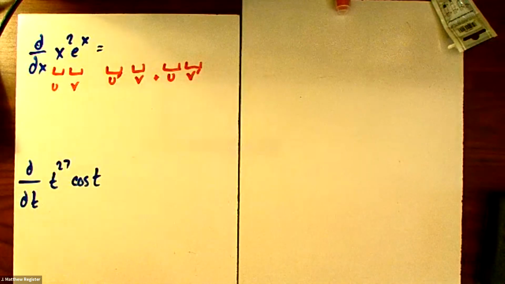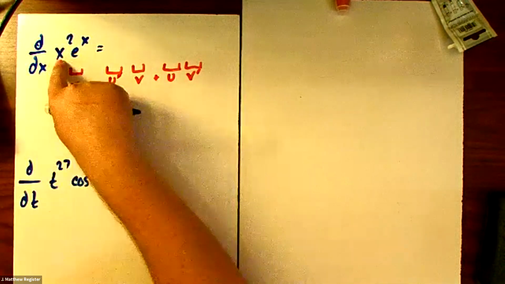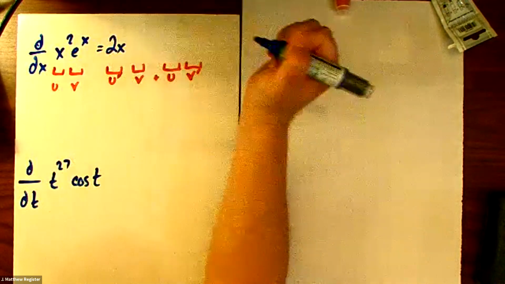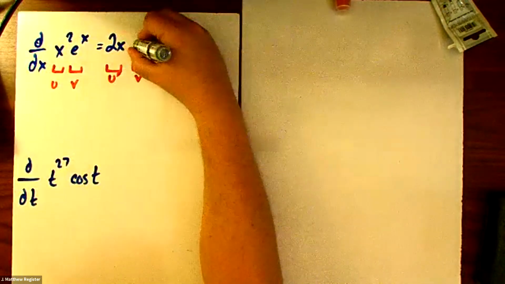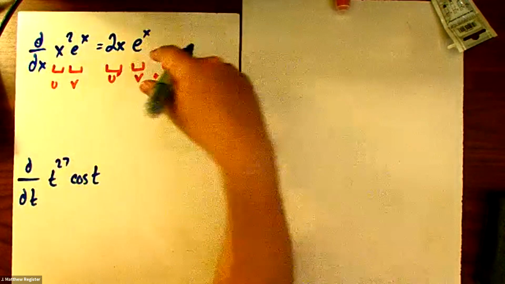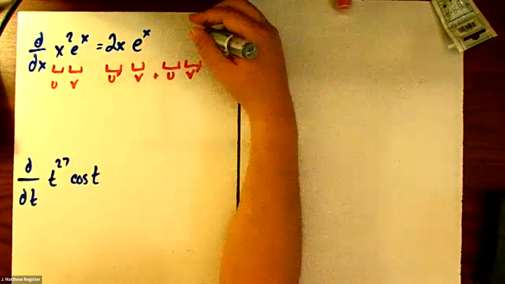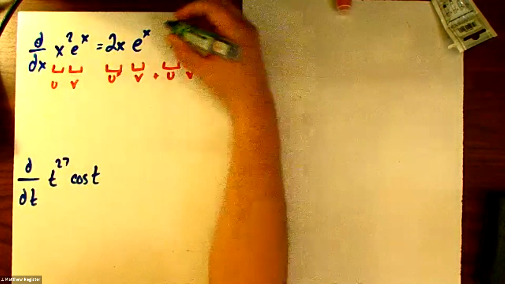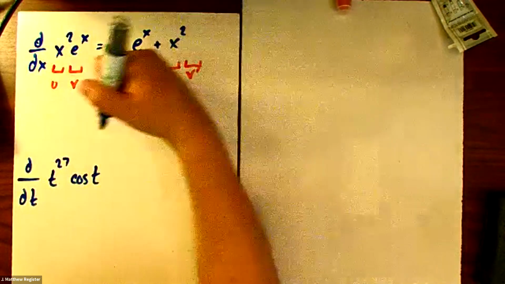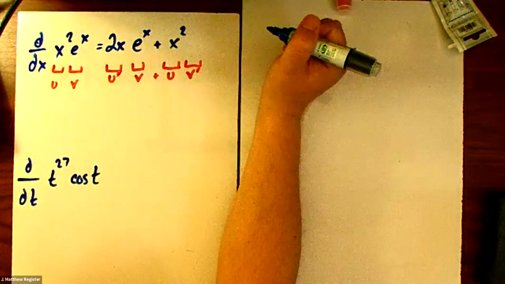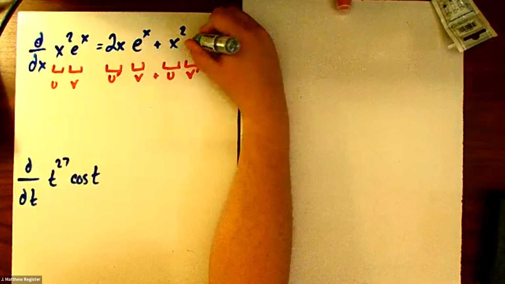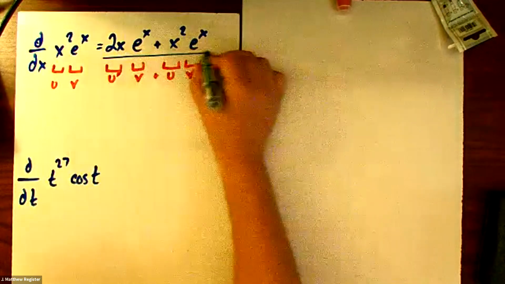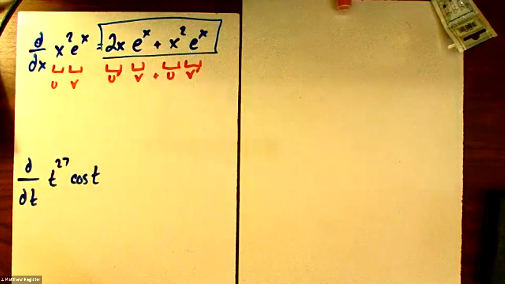Start with the derivative of x squared, which is 2x. And then we have v just in its raw form. We're not taking the derivative of it at this point. Plus u, which is just x squared, times v prime. The derivative of e to the x is just e to the x. And so this is our derivative.